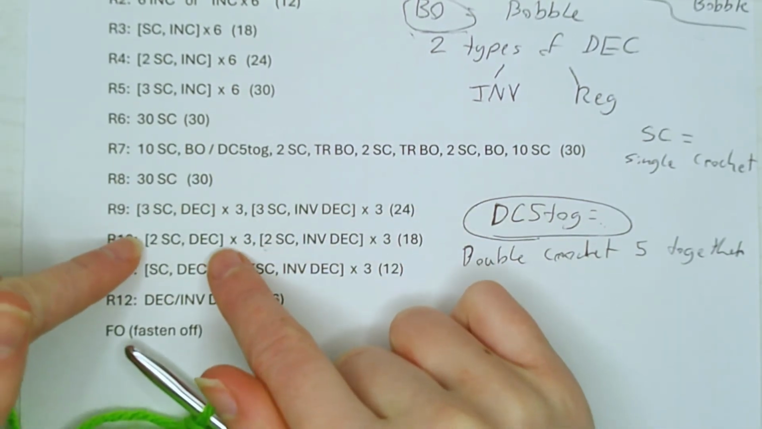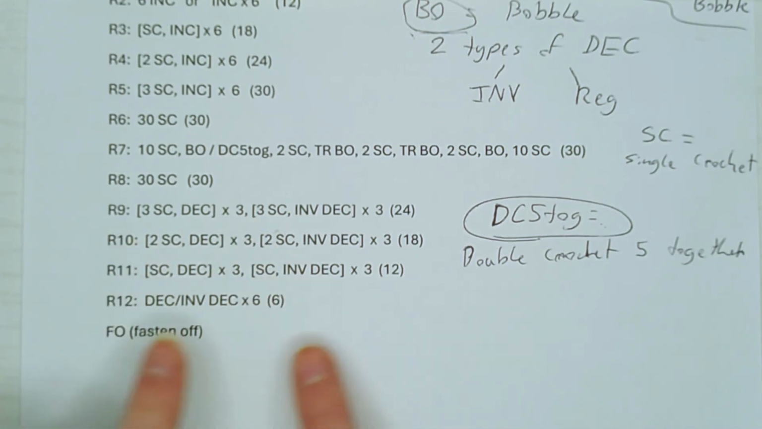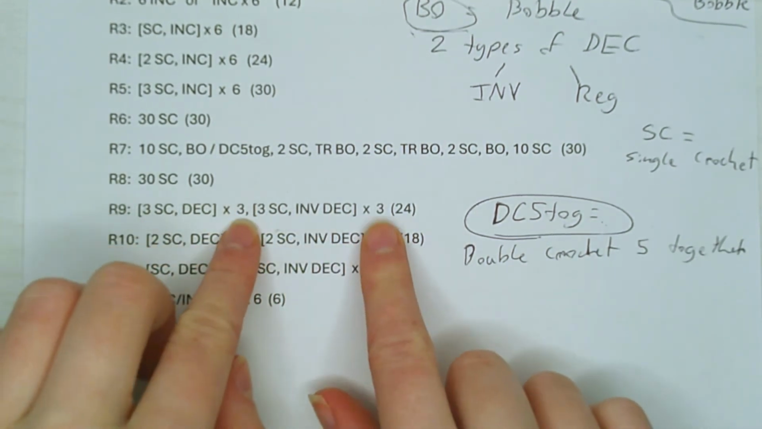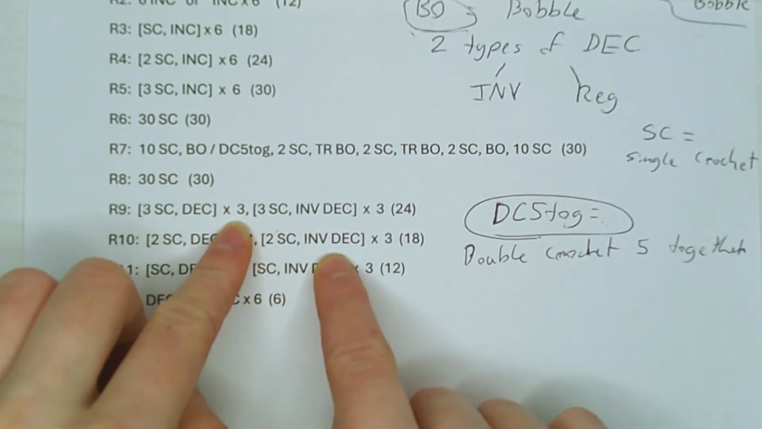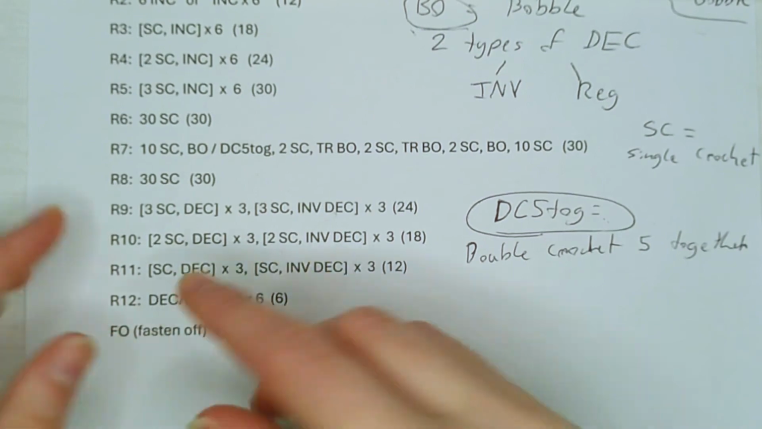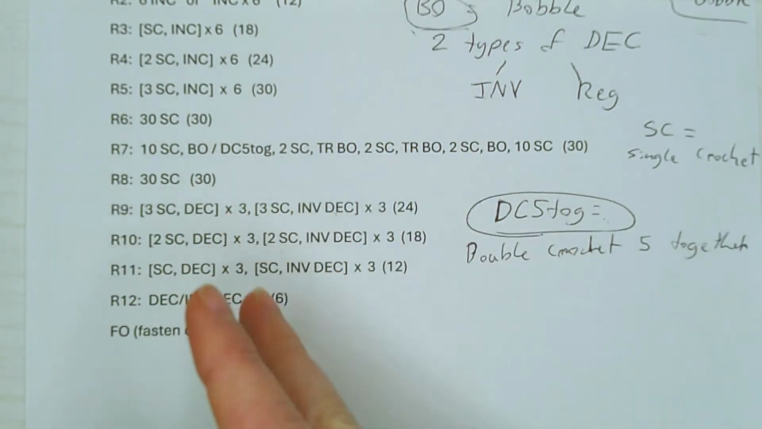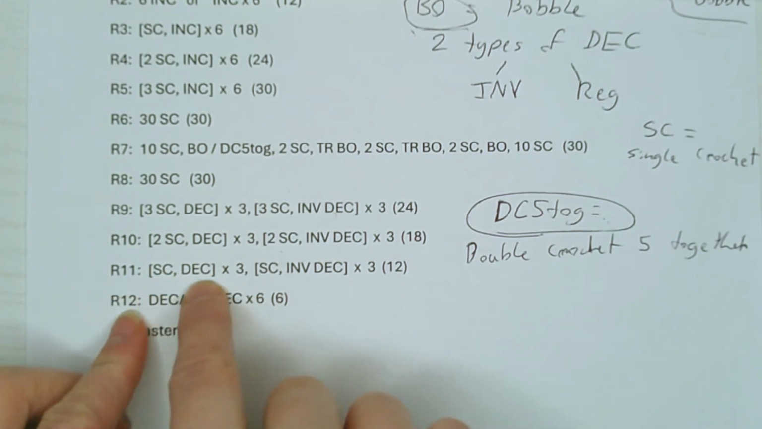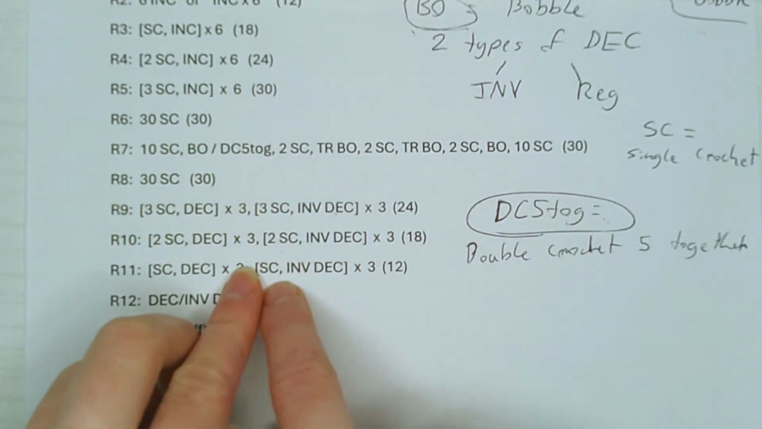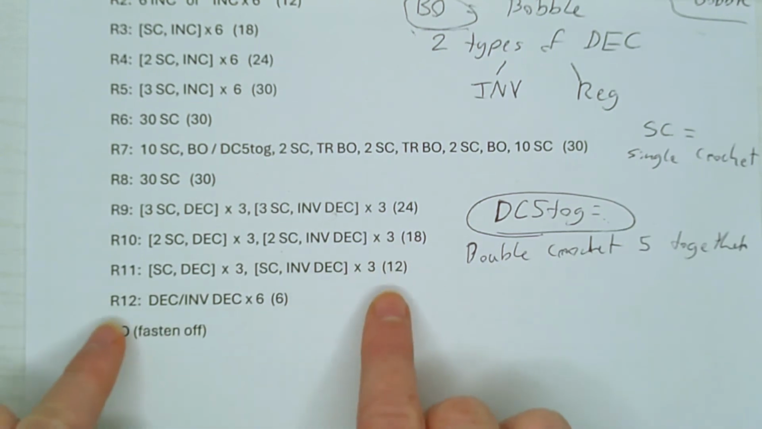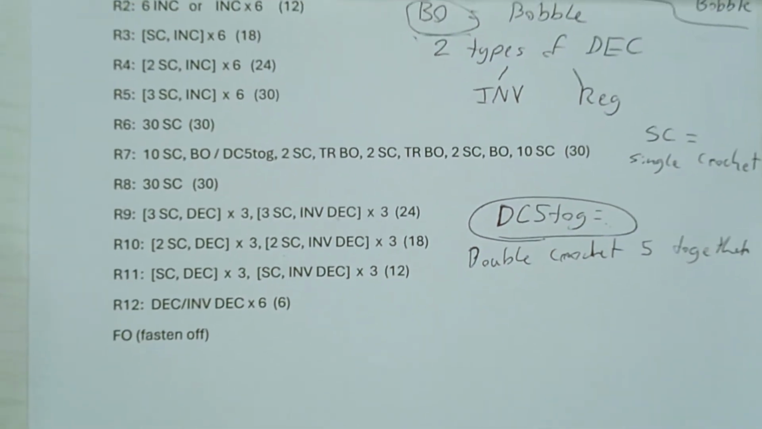So you're just taking this and basically just going like copy, copy, copy, and then the same as this as well. You're going to do 2 single crochets and then invisible decrease, 3 times, and then round 11 you're going to do single crochet decrease, single crochet decrease, single crochet decrease. Do that 3 times. You should have 12 at the end. So I'm going to come back and we will do round 12 together.